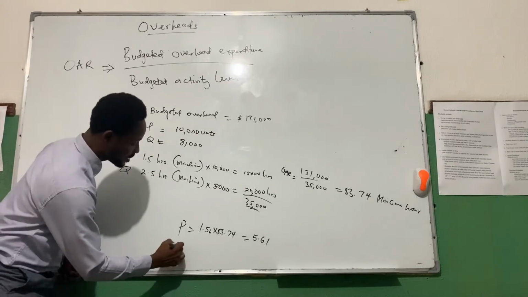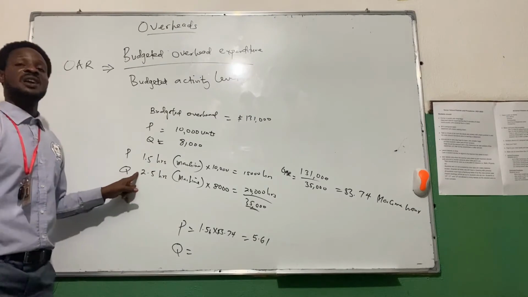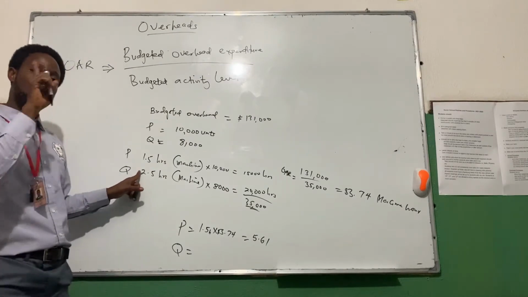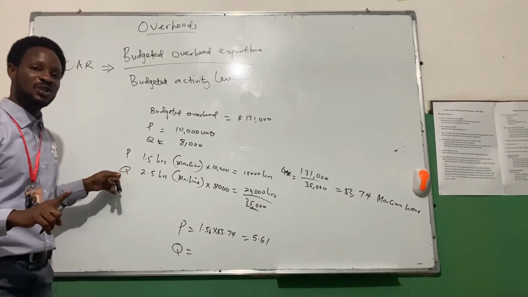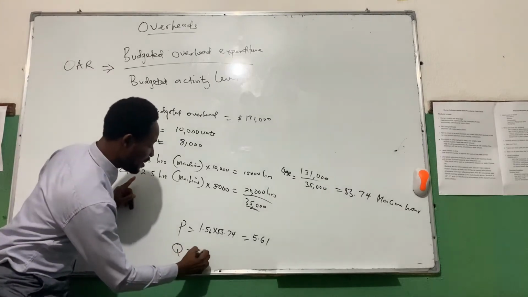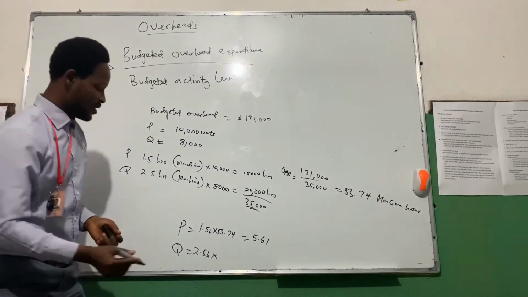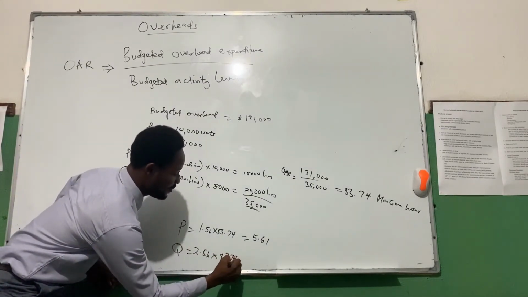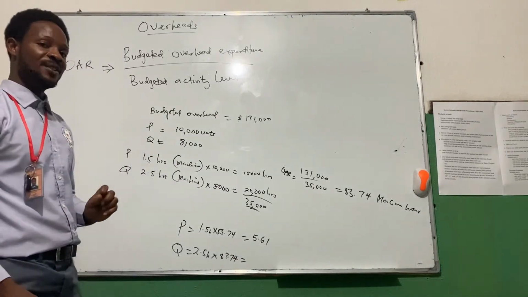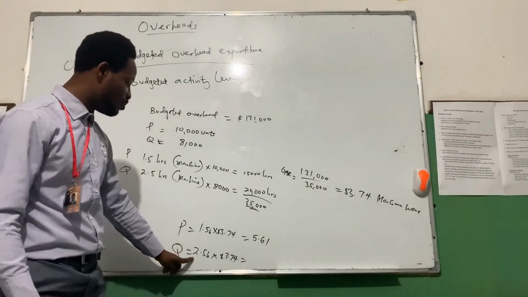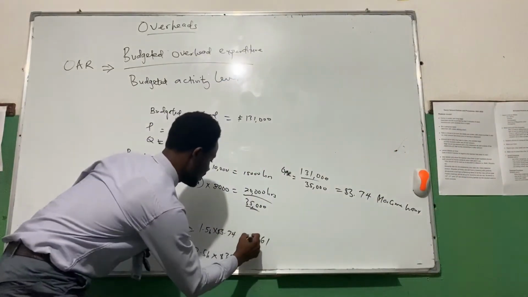For each unit of product Q, 2.5 hours would be needed to make 1 unit of product Q. And 1 hour will cost you how much? 3.74 per machine hour. So that means to produce 1 unit of product Q, the OAR absorbed or incurred is 2.5 times 3.74. That is $9.35.